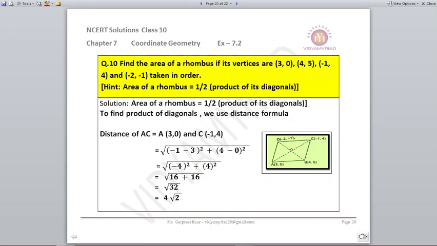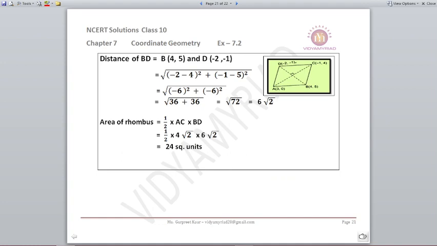Similarly, I need to find out distance of BD also. Coordinates are given to us. With this, B is (4, 5) and D is (-2, -1). Again, we are going to use the distance formula to find the length of BD. That is square root of (-2 minus 4) the whole square plus (-1 minus 5) the whole square. You get square root of 72, which is 6 root 2.